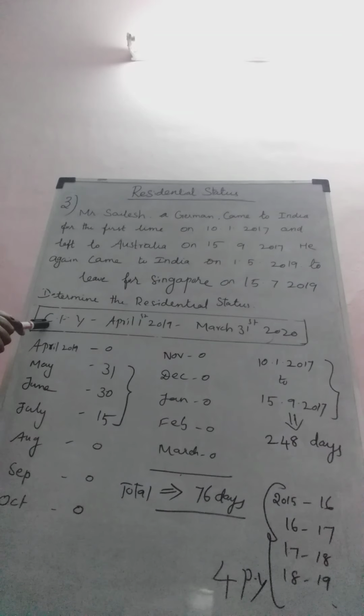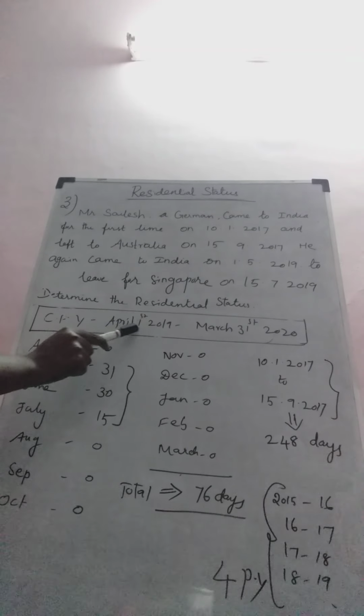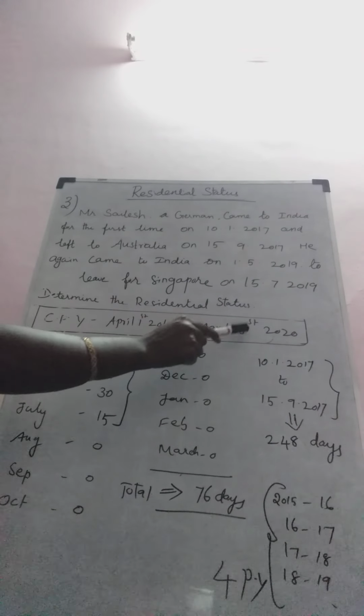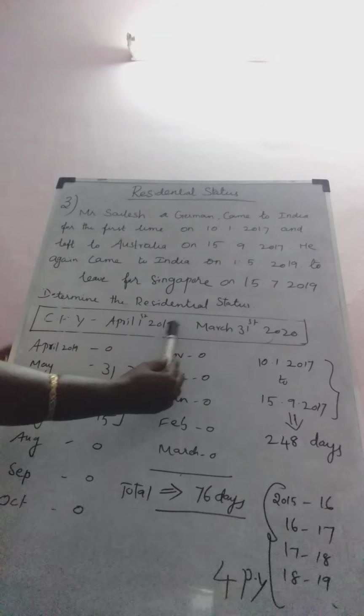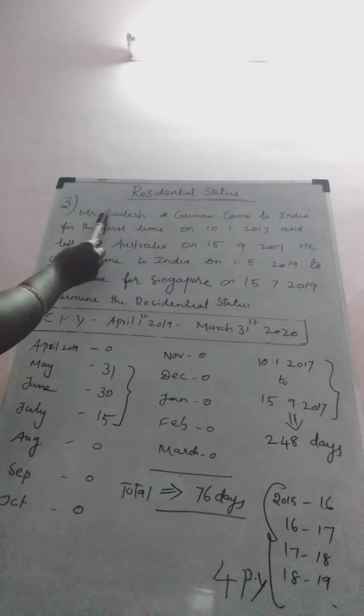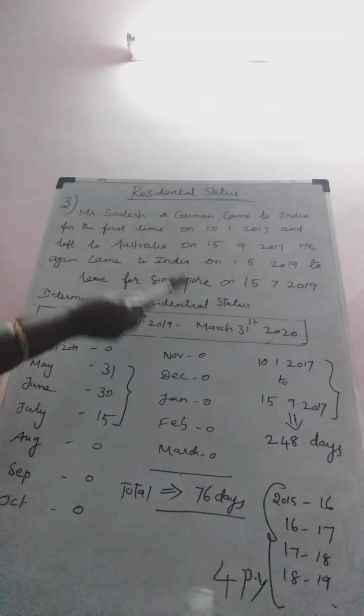So we have to find the number of days stayed in India during the current previous year. What is the current previous year? April 1st, 2019 to March 31st, 2020. So within this period, how many days Mr. Sailesh stayed in India? See your problem.